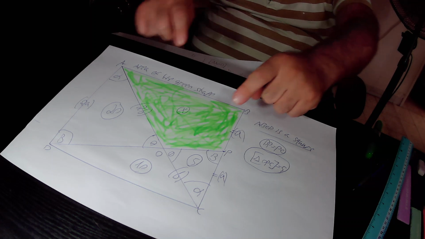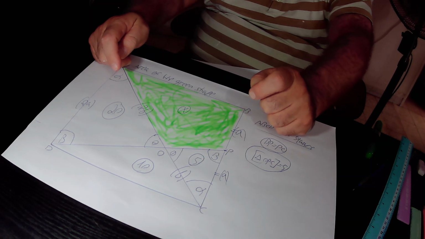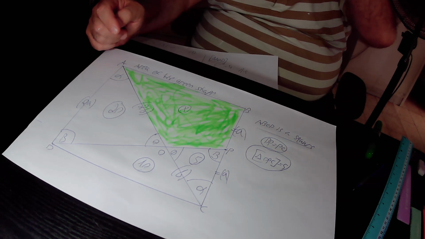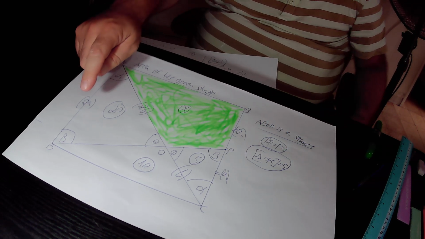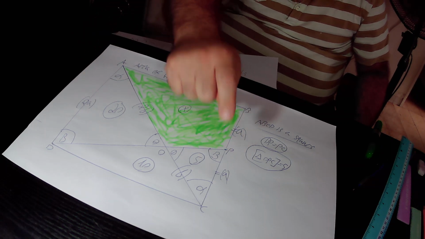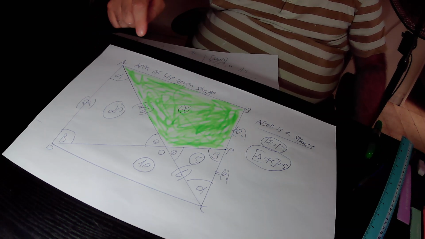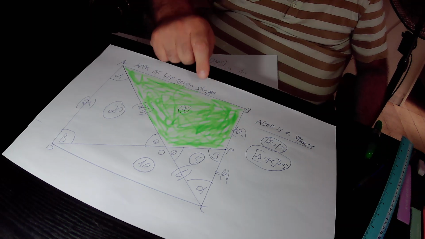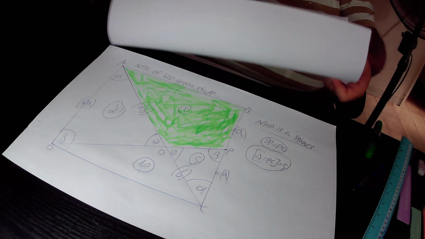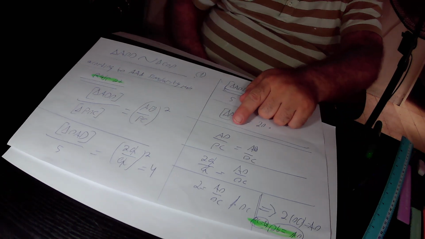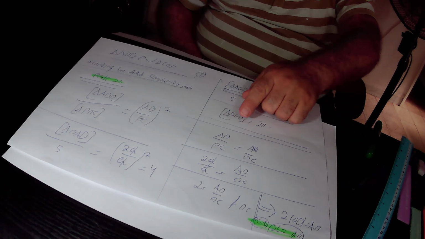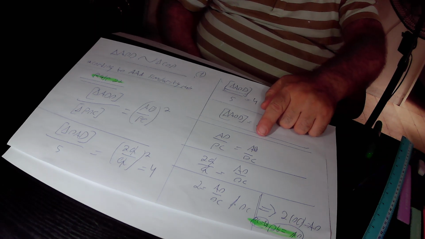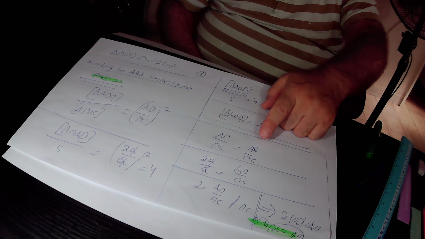Because those two triangles are similar to each other, the following relationship exists between their sides. Side AD of triangle ADO over side PC of triangle POC is equal to side AO of triangle ADO over side OC of triangle POC.